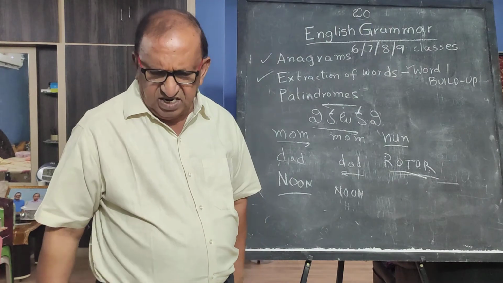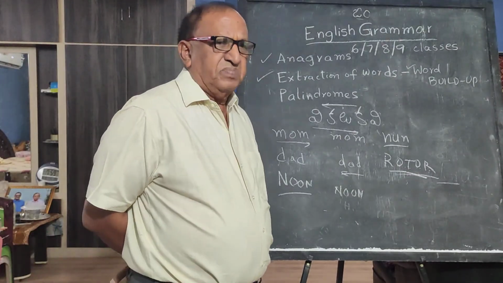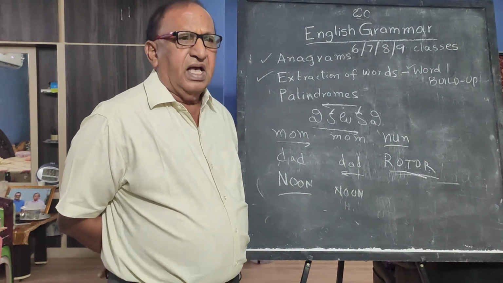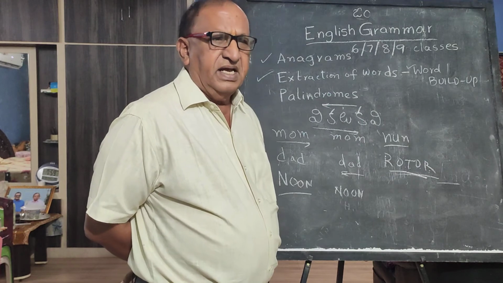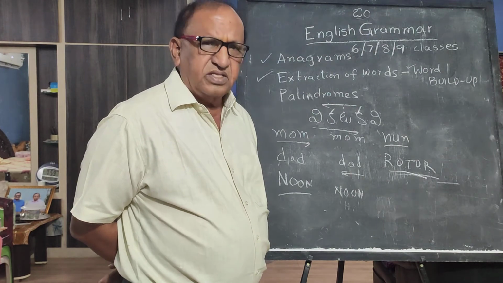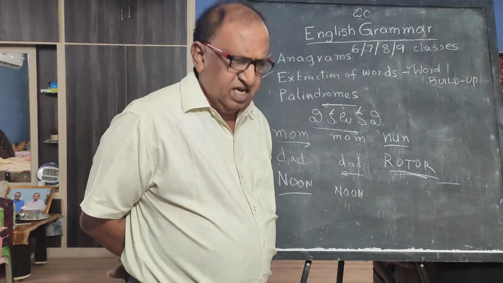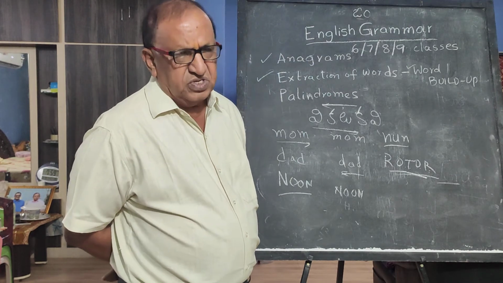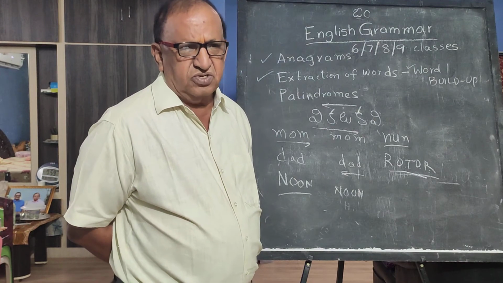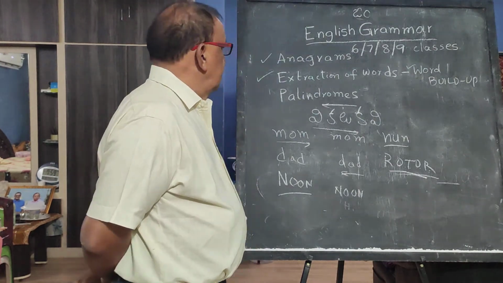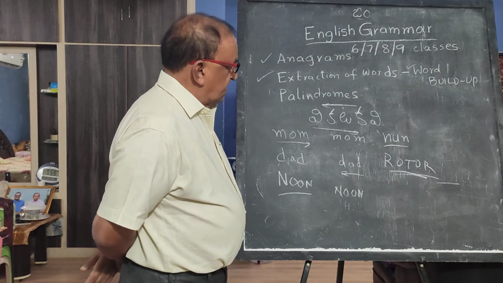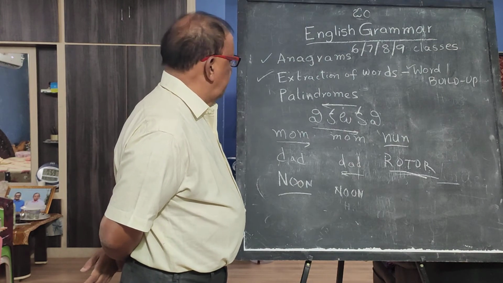What I would like to do in the next class is look at the 6th, 7th, 8th, and 9th class English textbooks and find some exercises and then present them. I know they are there in the old English textbooks because I read those last year while I was teaching English to some students. So today we learned about anagrams, extraction of words, and then palindromes.